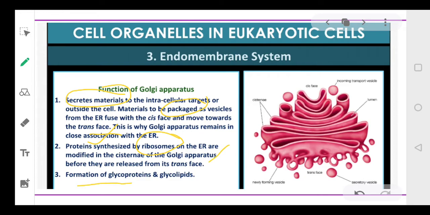Then the formation of glycoproteins and glycolipids, that is also, you can say, Golgi apparatus is an important site for the formation of glycoproteins and glycolipids. So it is basically involved in the packing and transport of materials. Then it is converting the simple sugars into complex sugars. It also helps in the synthesis of proteins, glycoproteins and glycolipids.